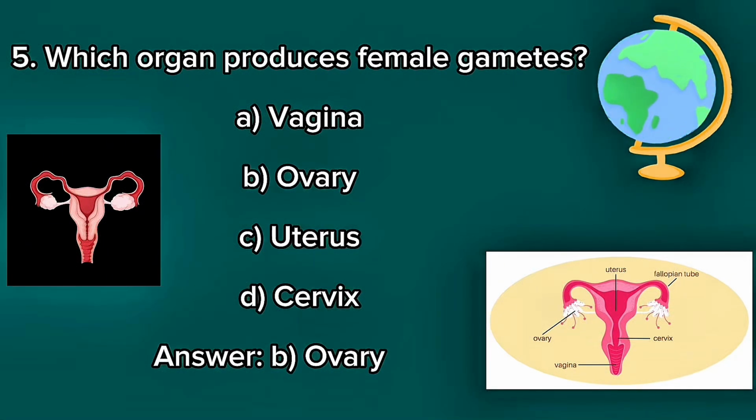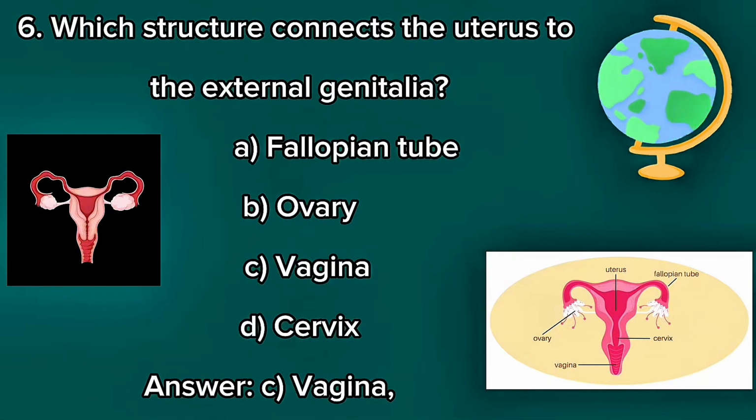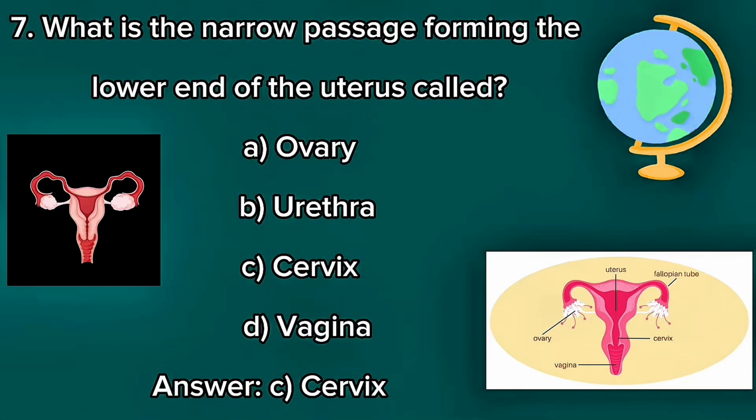Ovary. 6. Which structure connects the uterus to the external genitalia? A. Fallopian tube, B. Ovary, C. Vagina, D. Cervix. Answer, C. Vagina. 7. What is the narrow passage forming the lower end of the uterus called? A. Ovary, B. Urethra, C. Cervix, D. Vagina. Answer, C.